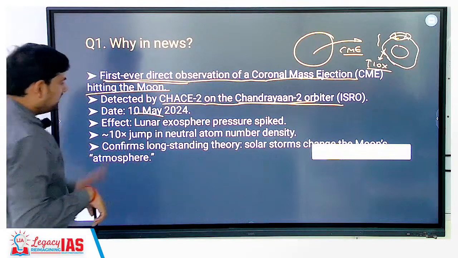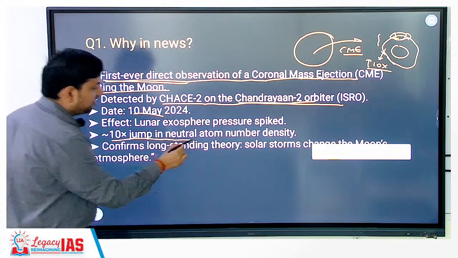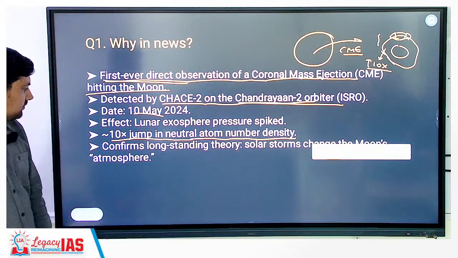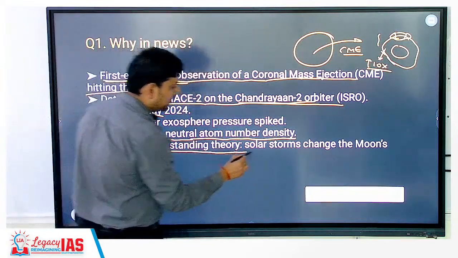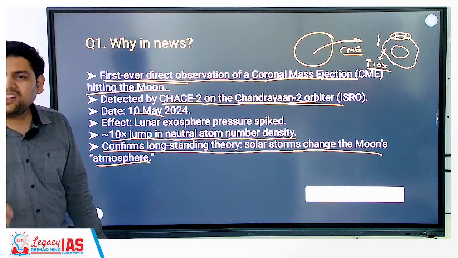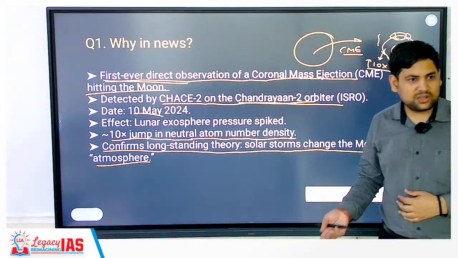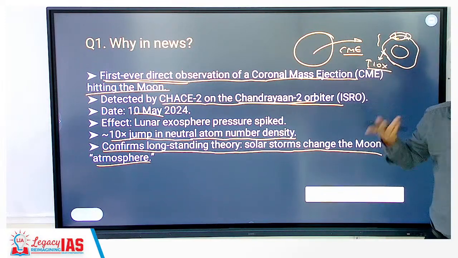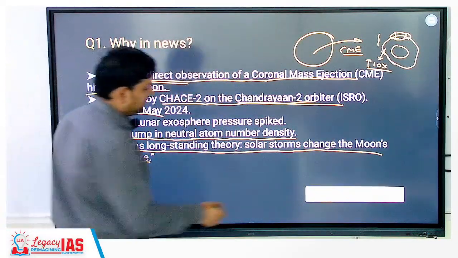Then the date was this, the date on which Chandrayaan 2 was launched. See, a 10x jump in neutral atom number intensity. It confirms the long-standing theory that solar storms change the moon's atmosphere. This was a theory for a long time. It is a very natural theory that solar storms, as they affect the earth, can also affect the moon, so they will also have an effect on the exosphere of the moon. This was theoretically correct. Now they have shown it in reality through their detectors. That's it.